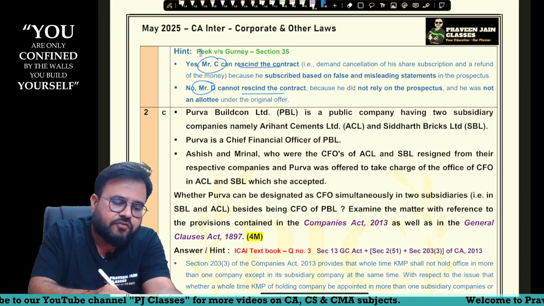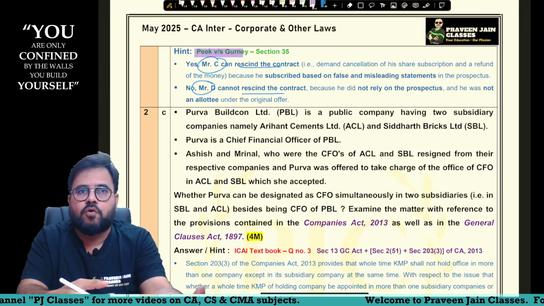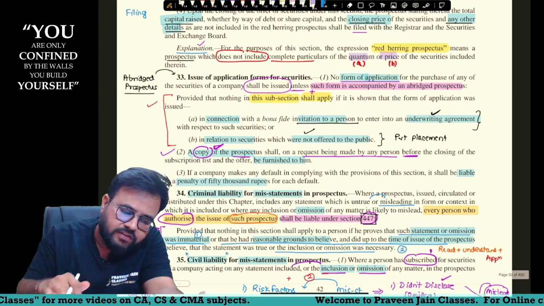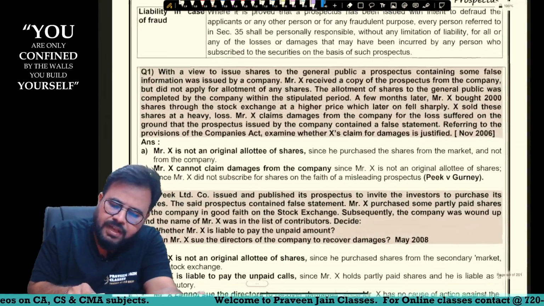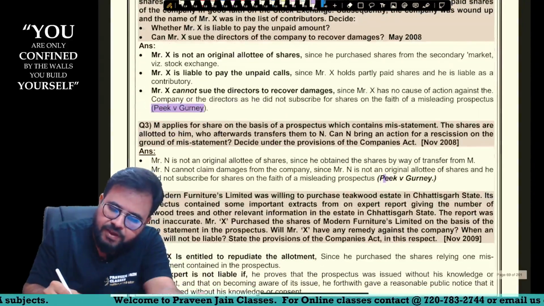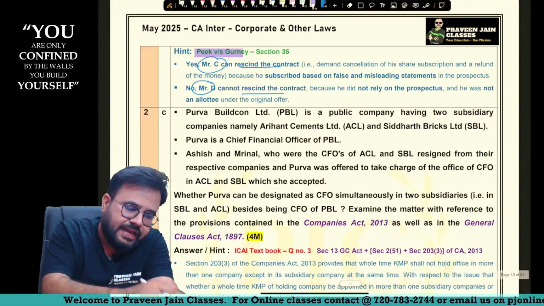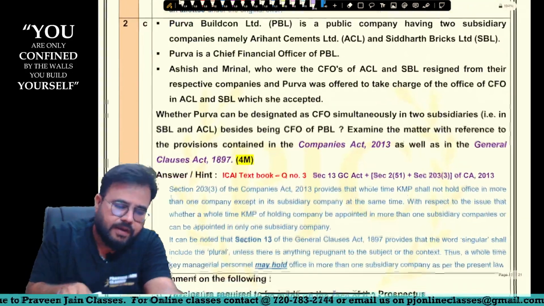Similar facts were given in Peek versus Gurney. Now this is a very popular case law. In our book also this was mentioned. You can see it in our material, sir. Multiple times this question was asked. Peek versus Gurney, Peek versus Gurney, Peek versus Gurney. And in class when I was discussing, I told you this is a very, very important question, sir. Okay, let's see 2C.